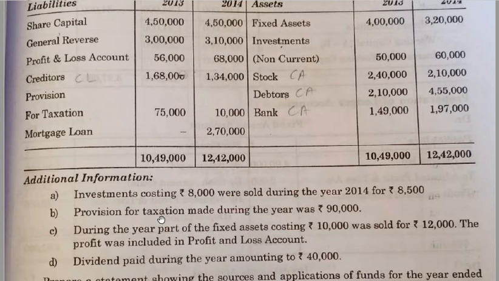adjustments given, then you will consider it as a non-current liability as it is given. You'll prepare a ledger account. So mortgage loan, you'll prepare a ledger account, so non-current liability, and it's a long-term liability. Fixed asset, ledger account. Investment, non-current, so ledger account.